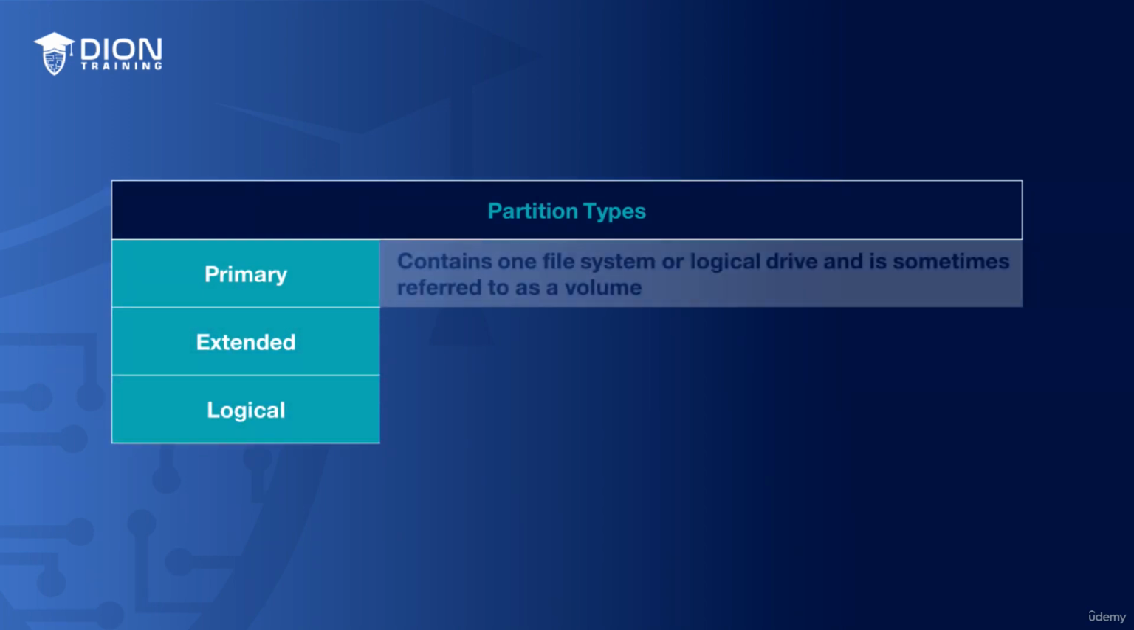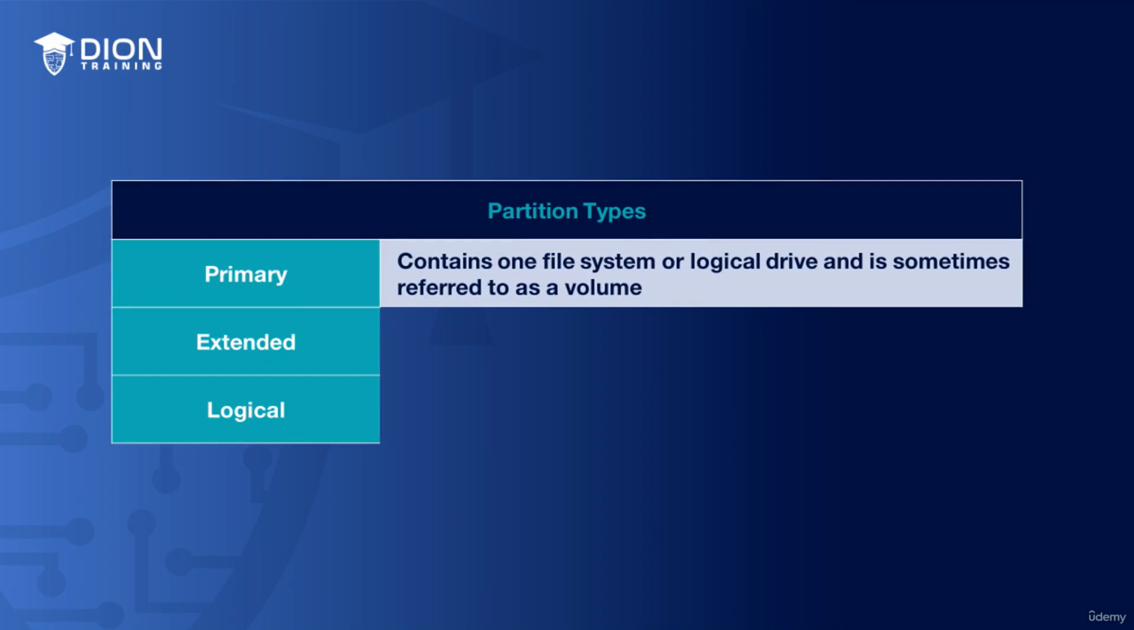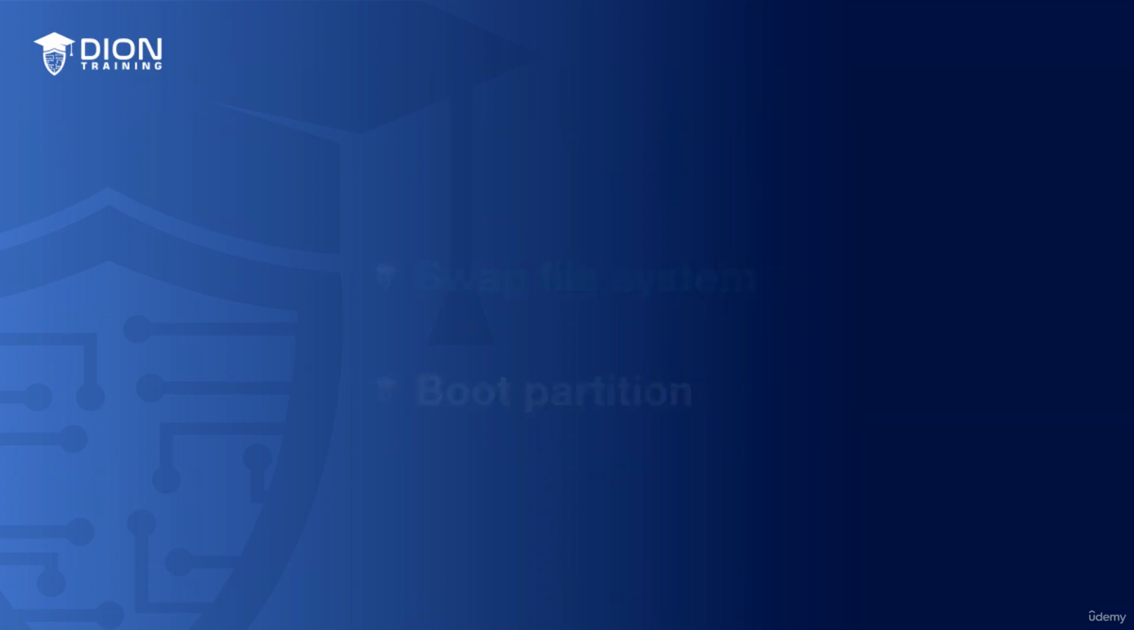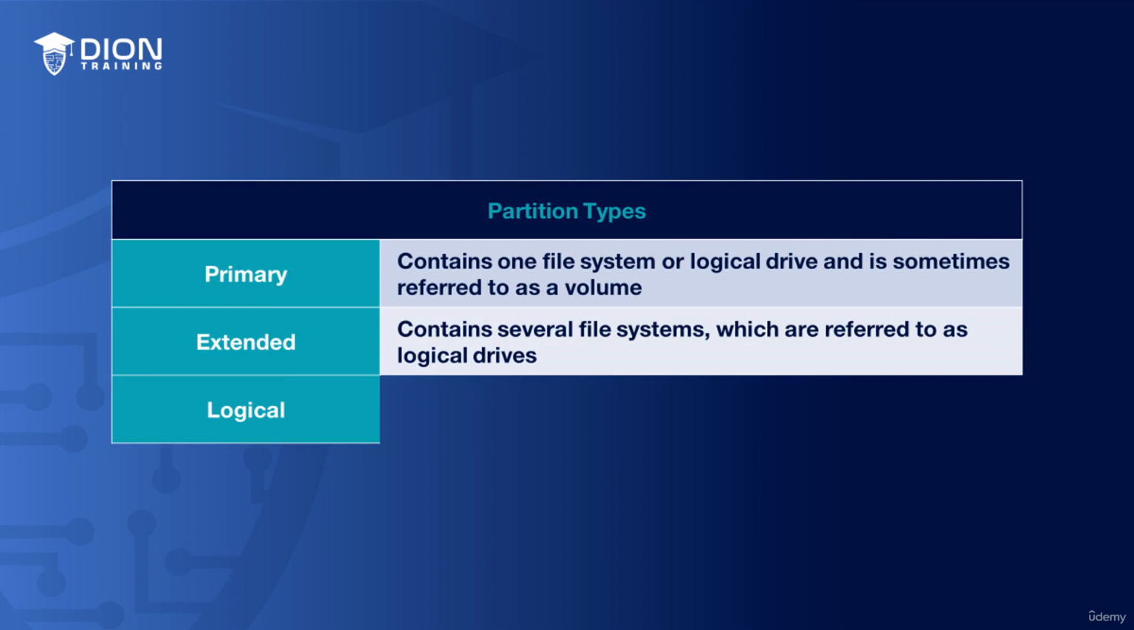Primary partitions contain one file system or logical drive, and it's sometimes referred to as a volume. The swap file system and the boot partition are normally created in the primary partition. Linux likes to push some of its unused files from RAM to the swap space to free up actual physical memory. This swap space is simply a partition on the storage device that's going to be used when the system runs out of physical RAM or physical memory. An extended partition can contain several file systems as well. These are referred to as logical drives. This partition type does not contain any data, and it has a separate partition table.